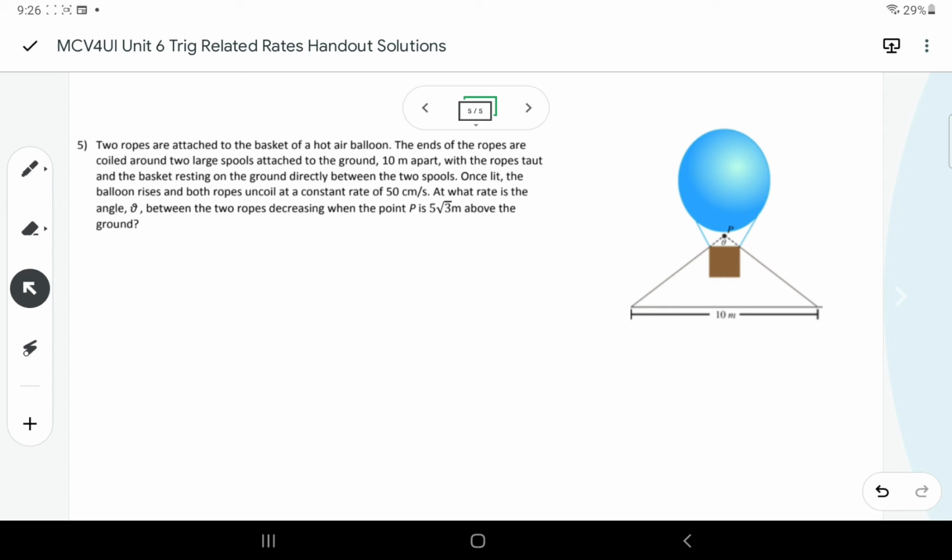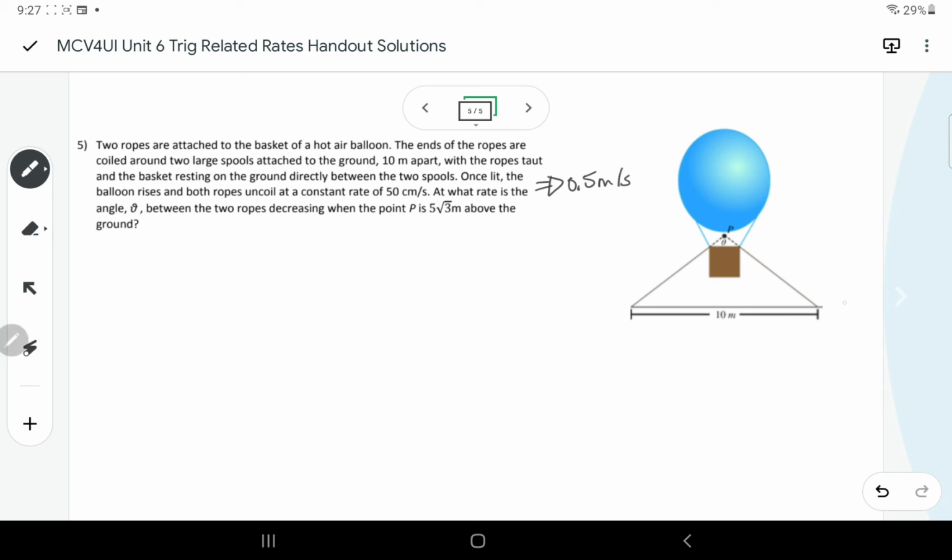Okay, I see an issue here right away that I've got 10 meters, 5√3 meters, but then 50 centimeters. I'm going to change this right away to 0.5 meters per second. That's going to make that a lot easier. Now I want to figure out what's changing here. What do I know? What are the rates of change that I know? So I'm going to draw this.